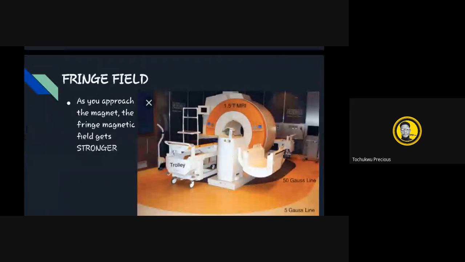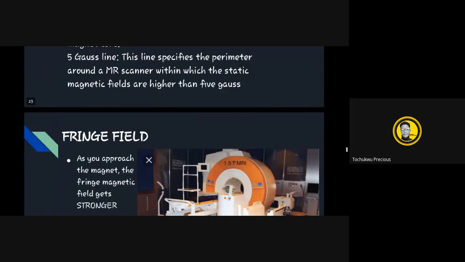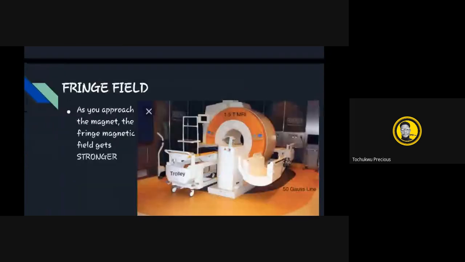So here we have the 5 gauge line and the 50 gauge line. The 5 gauge line is the line beyond which the magnetic field is less than 5 gauge.